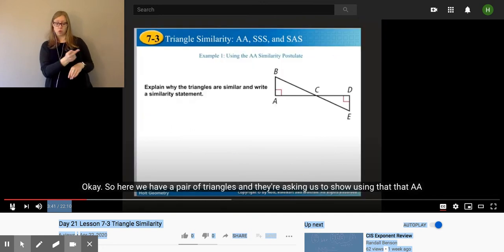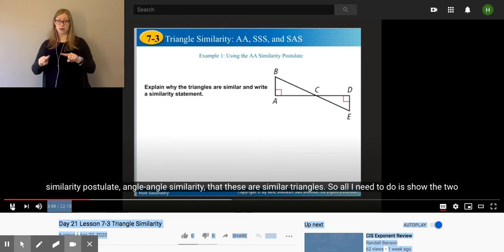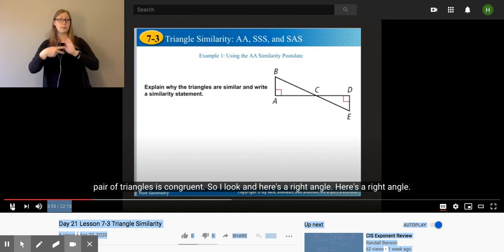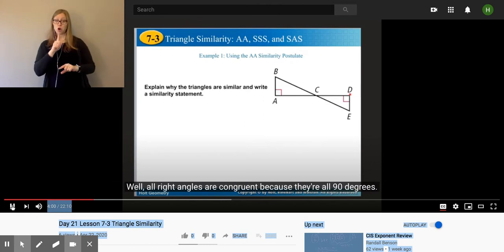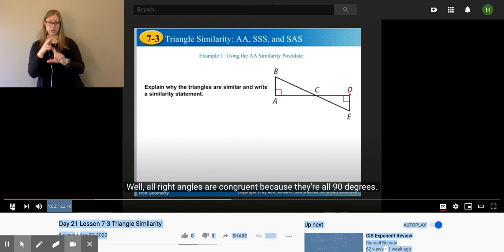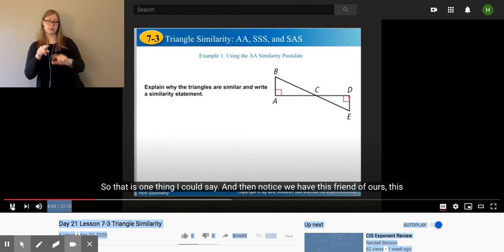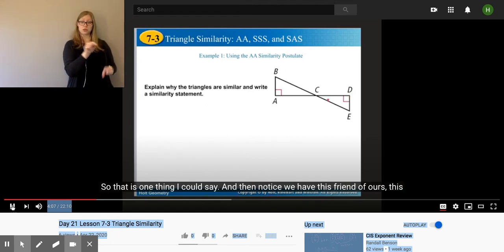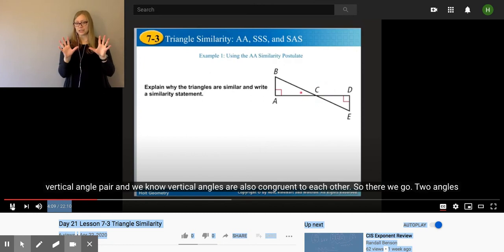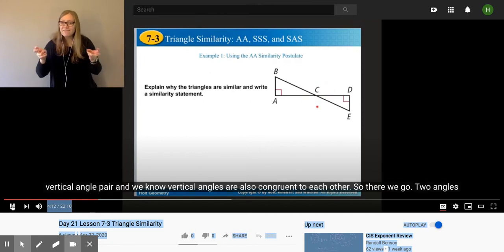Okay, so here we have a pair of triangles, and they're asking us to show using that similarity postulate, angle-angle similarity, that these are similar triangles. So all I need to do is show that two angles in this pair of triangles are congruent. So I look, and here's a right angle, here's a right angle. Well, all right angles are congruent because they're all 90 degrees. So that is one thing I could say. And then notice we have this friend of ours, this vertical angle pair, and we know vertical angles are also congruent to each other. So there we go, two angles that are the same.